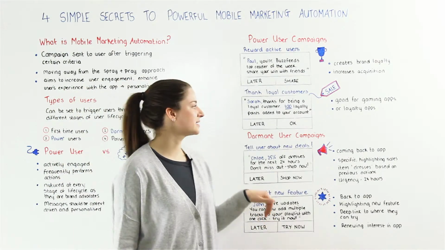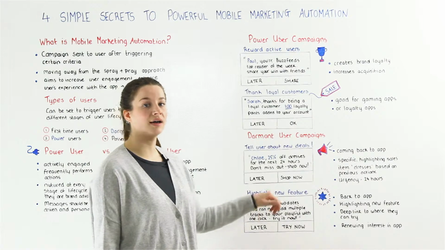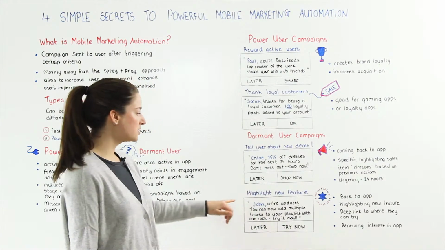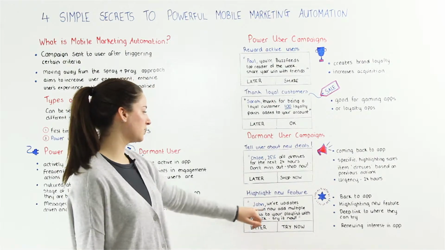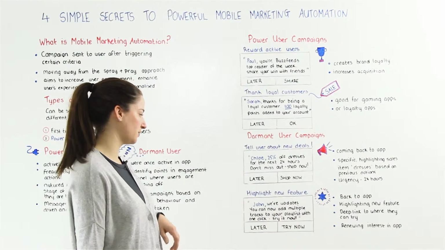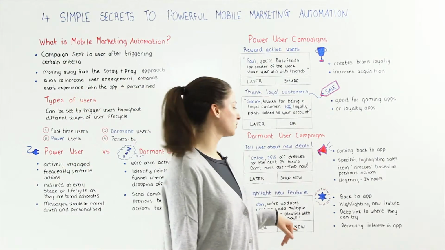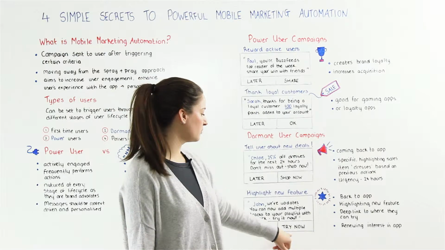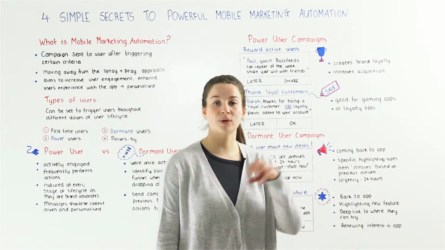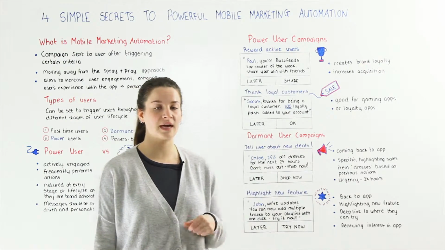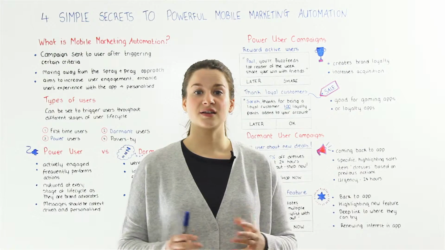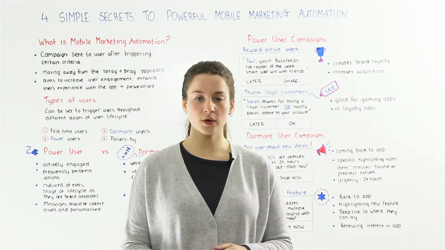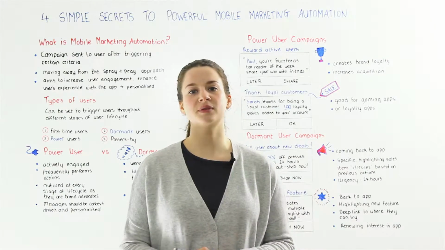Another campaign that you could send to dormant users would be to highlight a new feature within the app. So John, we've updates. You can now add multiple tracks to your playlist with one click, try it now. So you're highlighting the new feature. You can also deep link here with the try now button. So you're bringing them right to that area where they can perform the action straight away. So these are just some examples of how you can reward your power users and bring dormant users back into your app.